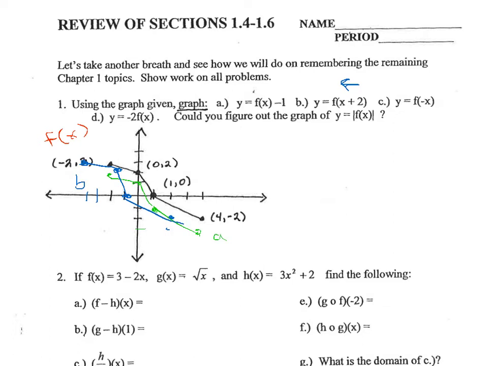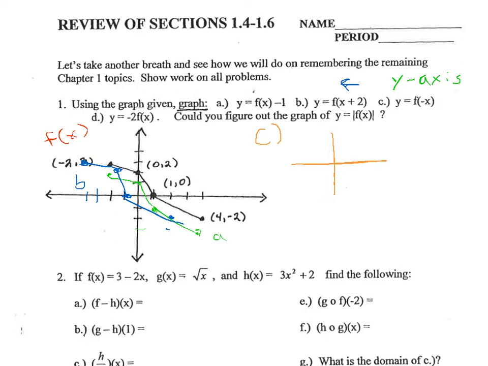For C, we have y equals f of negative x. Since the negative is inside with the x, we're going to have a reflection, but it's going to be a reflection over the y-axis. And the reason for that is all of our x values that were negative are going to now become positive, and all of the x values that were positive are now going to become negative. So I'm going to make a separate graph so we can see this a little bit better for C.